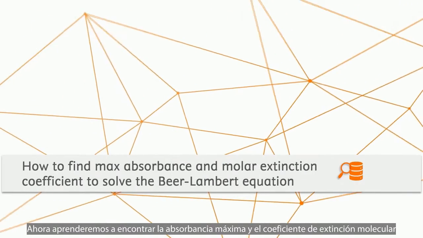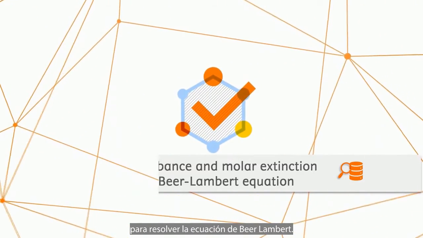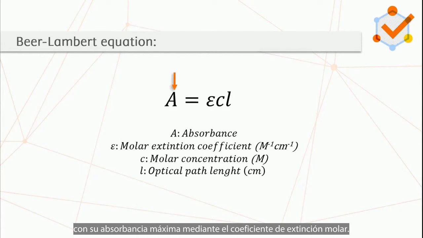Now we will learn how to find max absorbance and molar extinction coefficient to solve the Beer-Lambert equation. The Beer-Lambert equation relates the concentration of a substance in a sample with its maximum absorbance by means of the molar extinction coefficient.